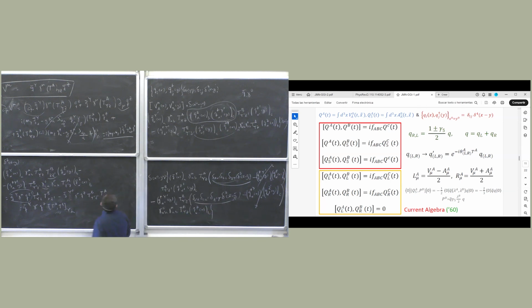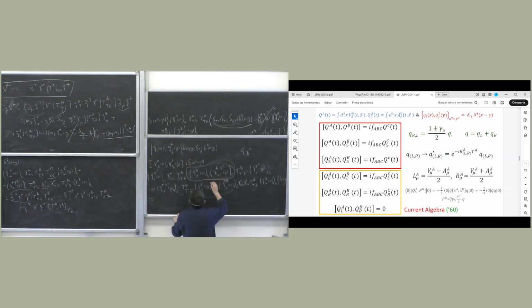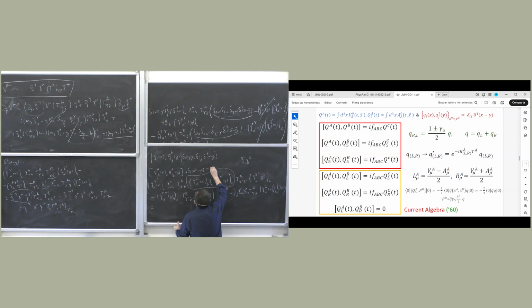So what we have shown is that this is I F^ABC V mu, because this is V mu, right? This is V mu, correct? V mu, X delta 4 X minus Y. That's what we have shown. Okay?